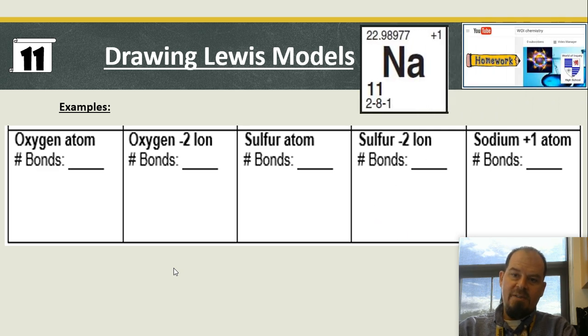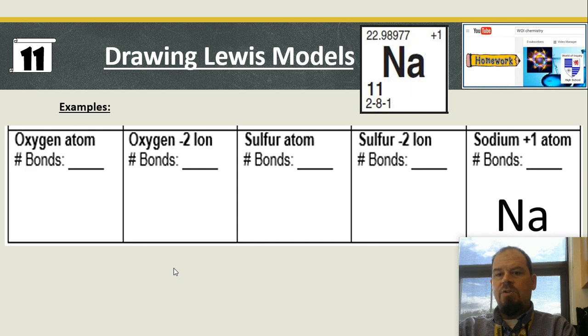Sodium. Sodium is Na. Sodium has 1 valence electron. There he goes. But he's a +1 ion, so he lost his electron. There it went. Give him his charge. Now I can see that I'm going to make 1 bond because I have a charge of +1.